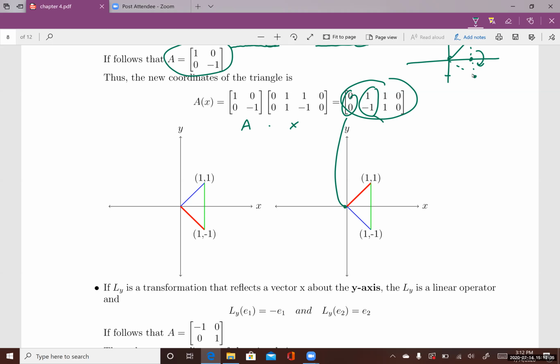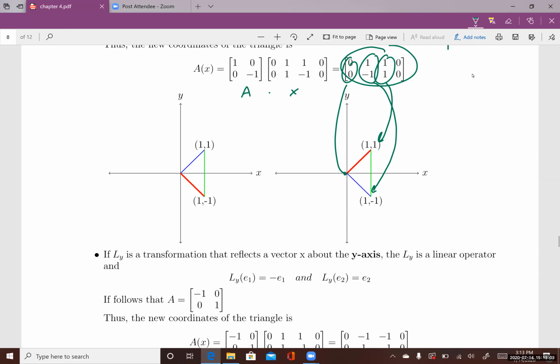You can see that 0 reflected over the x-axis stays the same. This point here becomes reflected over here. And then 1 will go back here. If you look at it, this is the original triangle, and this is the one after you flip it over the x-axis. See that the blue and the red sides are switching sides.